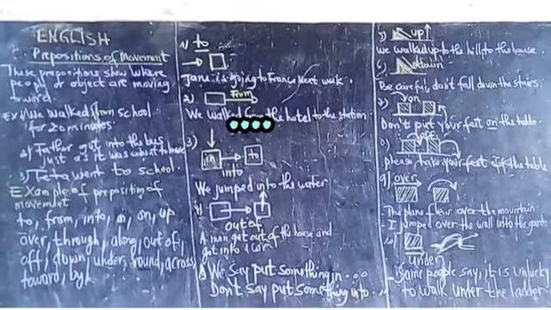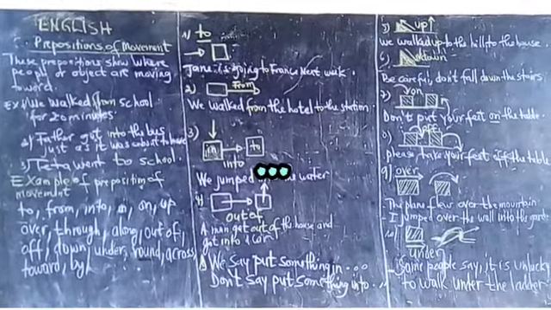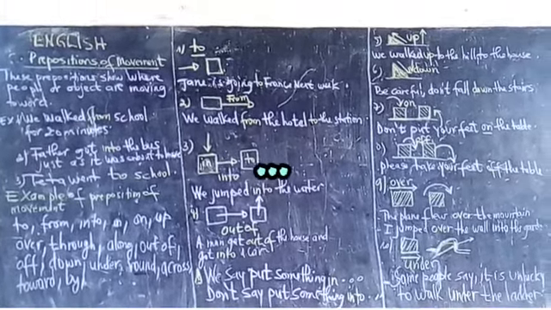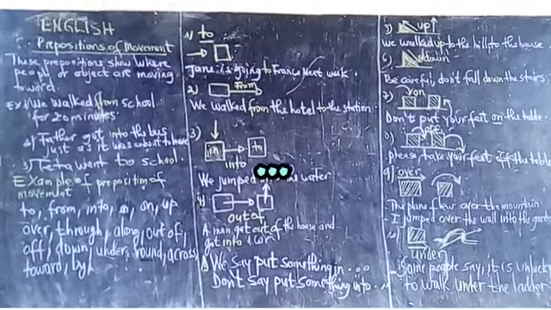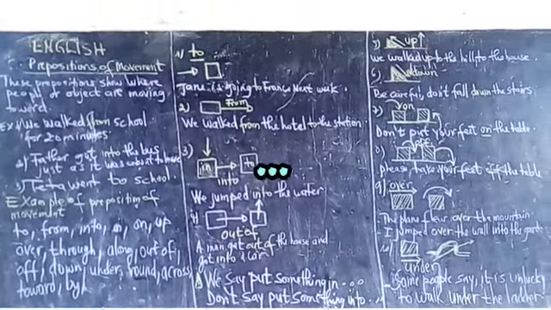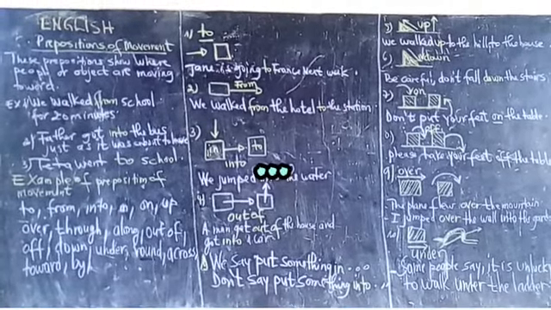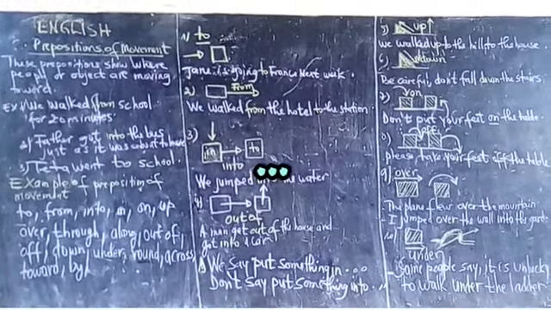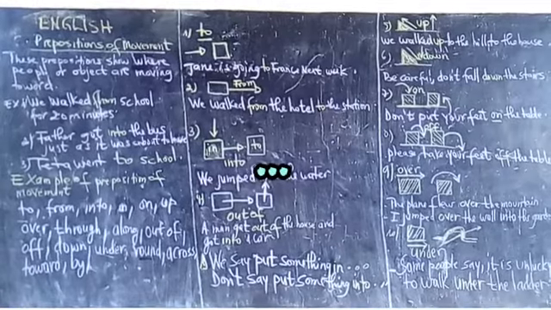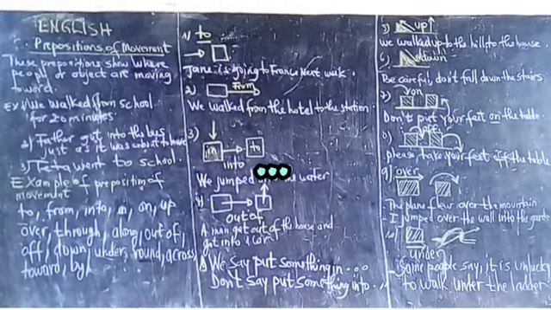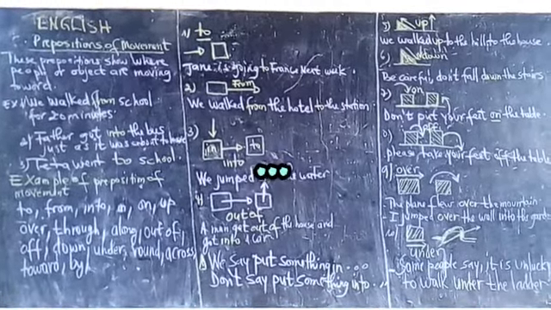Number 3, into. You can see that I make a box here, and the box is in. You can see the arrow is showing that something is going to be put in. And then you can see another one coming from that case and going to that box also. So you can say into. For example, you can say we jumped into the water. We jumped into the water.